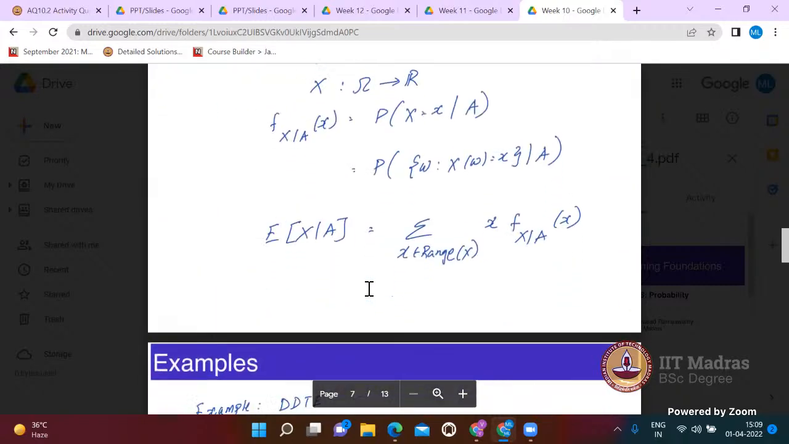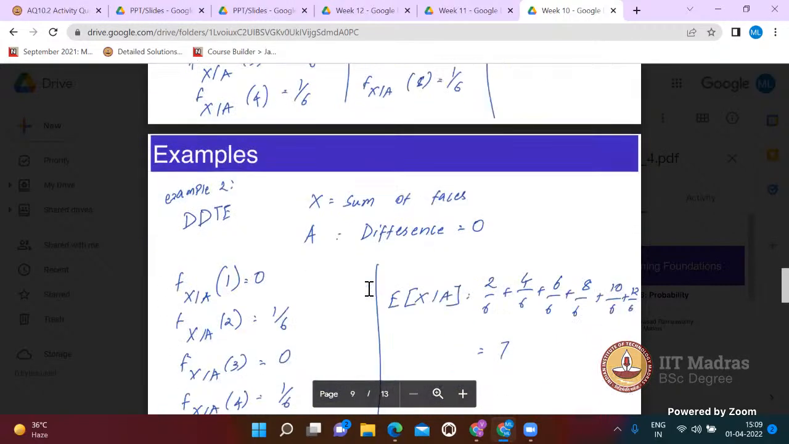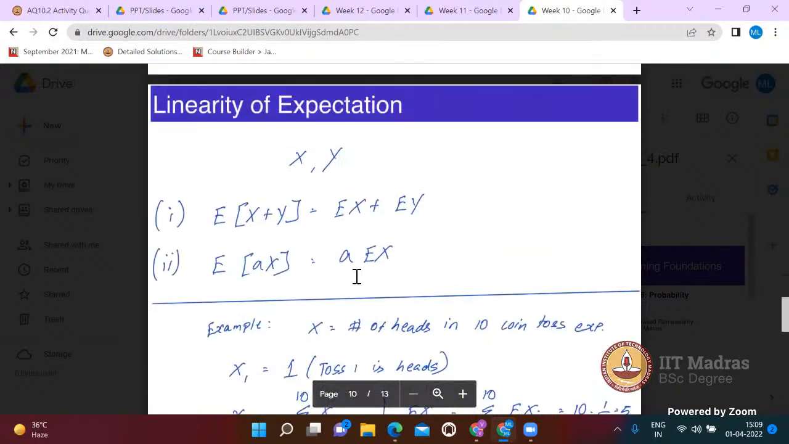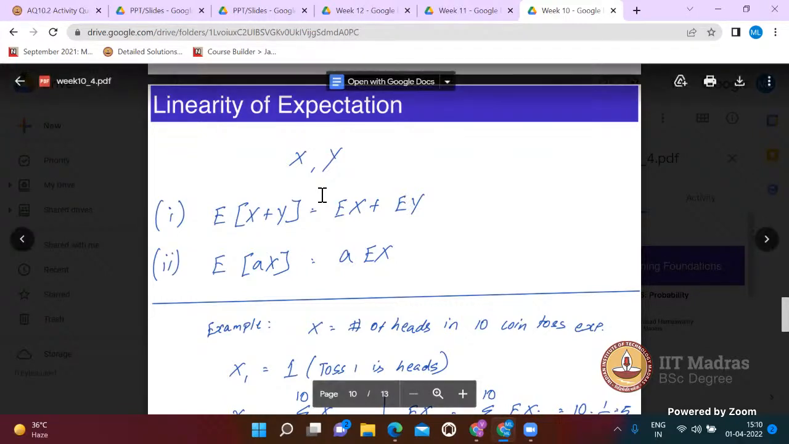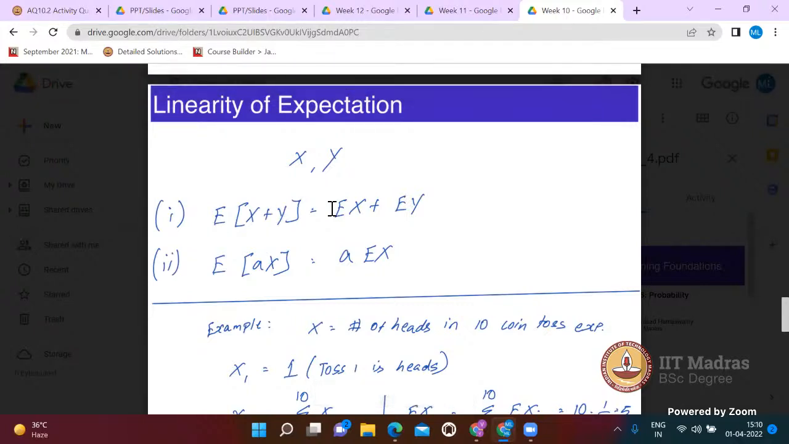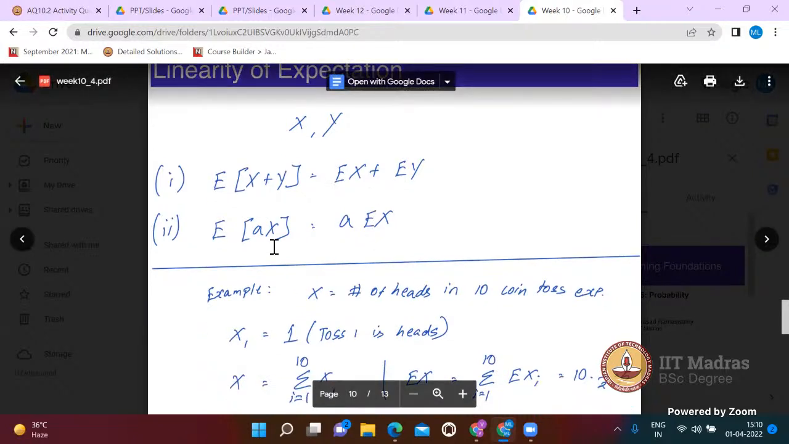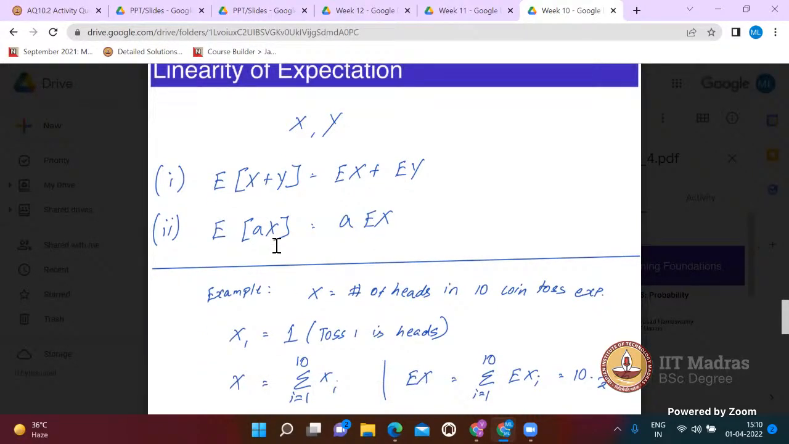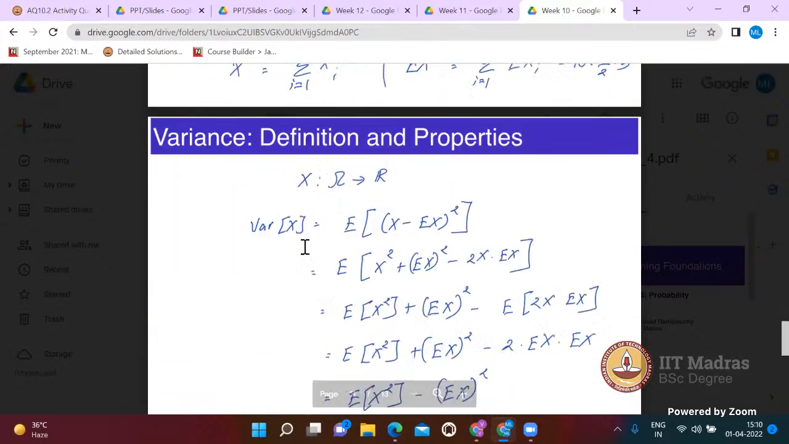You'll see the variance also, and these are the basic properties of the expectation. In the expectation, whether x and y are independent or not doesn't matter. If you have been asked to calculate the expectation of x plus y, that will simply be the expectation of x plus the expectation of y. And if x has been multiplied with some constant, that constant will come out directly.